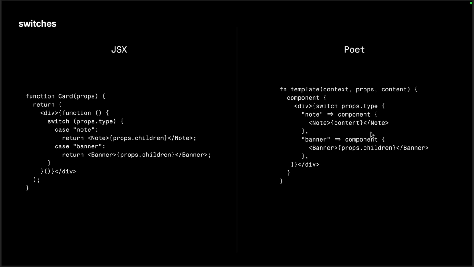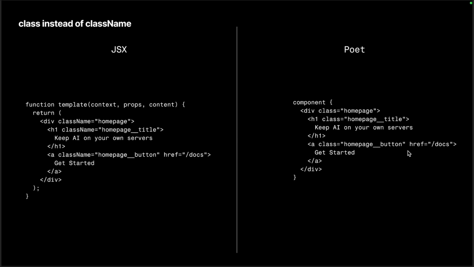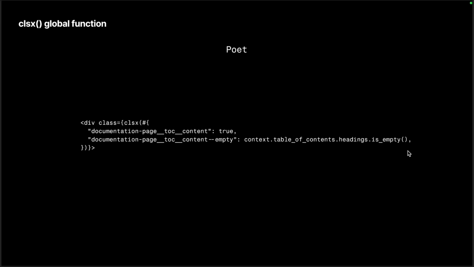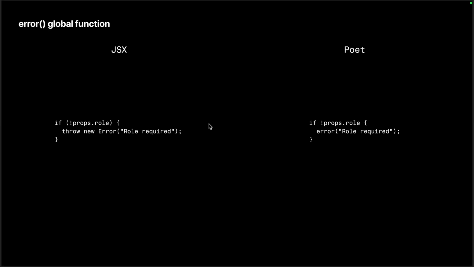The next thing is the switch statement. And again, Rhai treats switches as expressions, so I can place them directly inside my templates. I am also using class instead of className. And finally, we are introducing some global functions in the project. I have two examples here. The first one is classX for conditionally composing classes. And here's the error function that raises an error with a custom message.